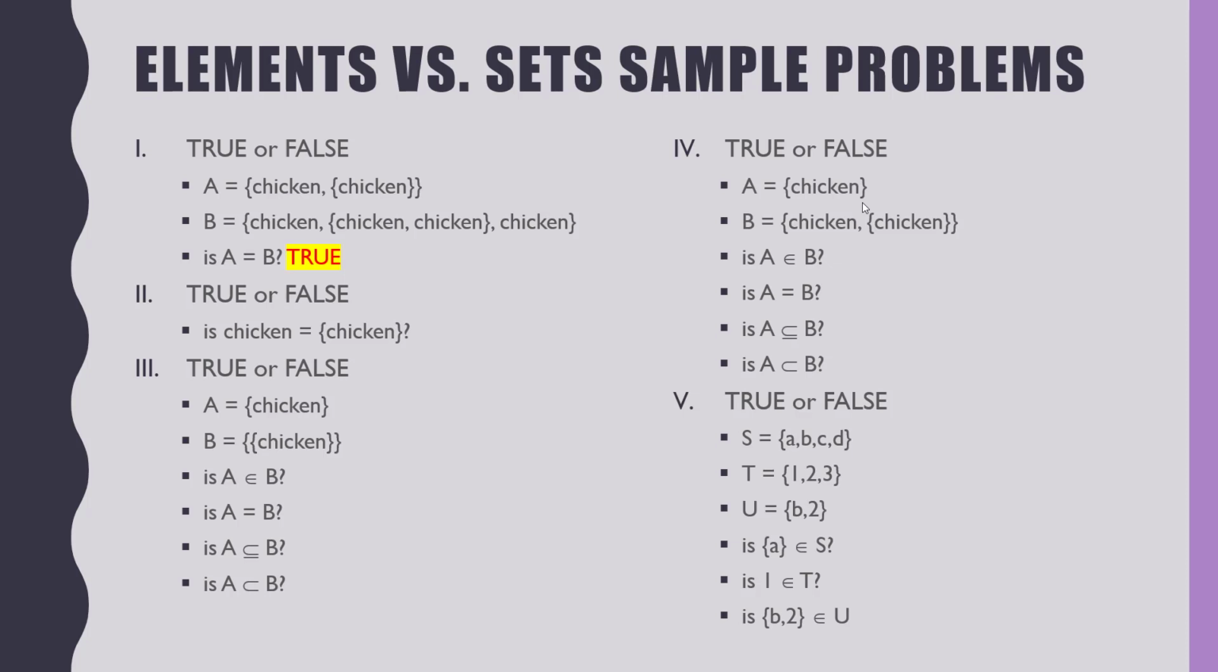So what is the second one asking there, number 2? Chicken equals the set. Is the element chicken equal to the set that contains the element chicken? And the answer is false.